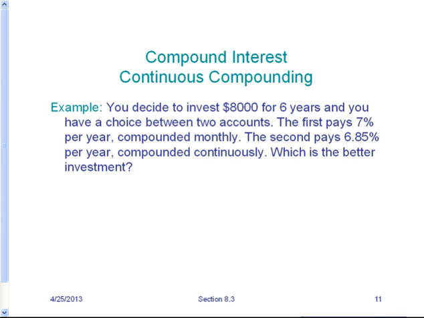You decide to invest $8,000 for 6 years, and you have a choice between two accounts. The first pays 7% per year, compounded monthly. The second pays 6.85%, which sounds worse, compounded continuously. Which is the better investment?